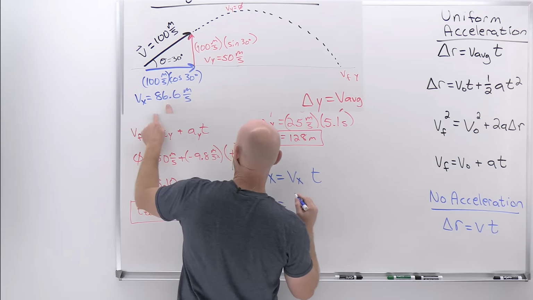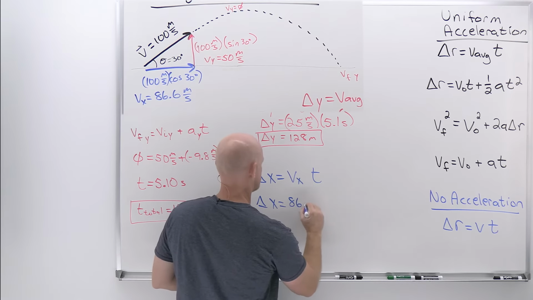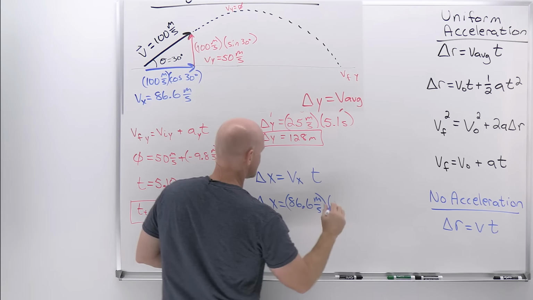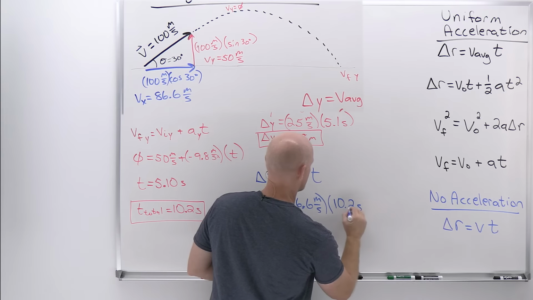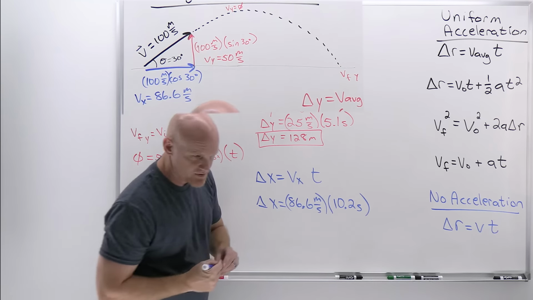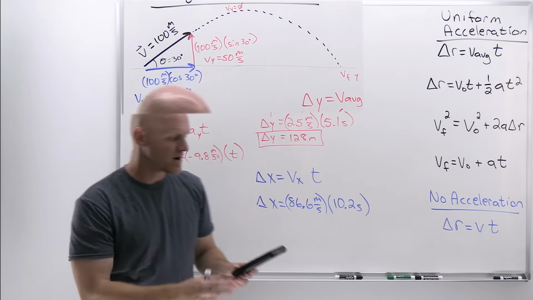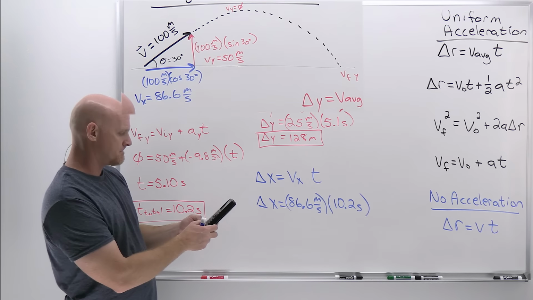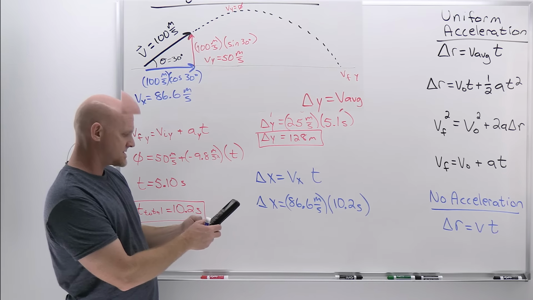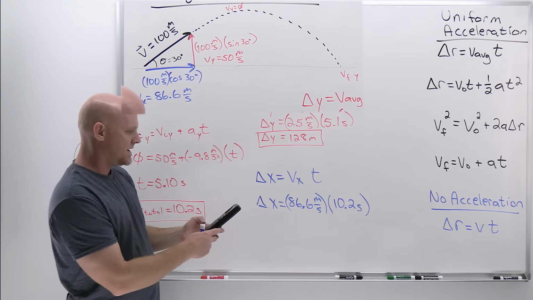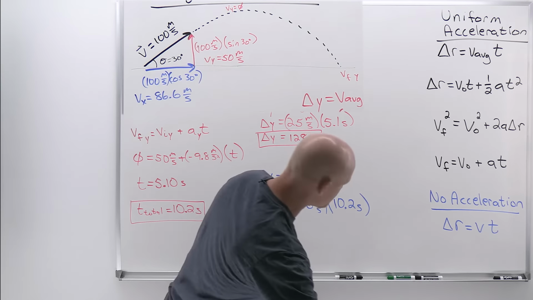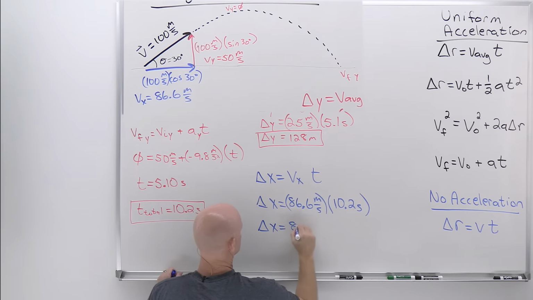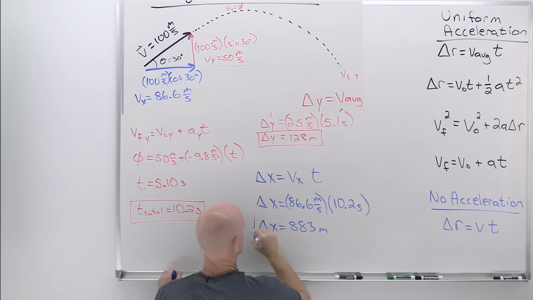X velocity was our 86.6 meters per second. It's not exactly 10 seconds here. In this case, it's 10.2 seconds. And so in this case, it will come out just slightly different than our original answer to the first problem we dealt with. But in principle, it's looking very similar here. So 86.6 times 10.2, and we're going to get 883.3, and I'll just round that down to 883 meters.